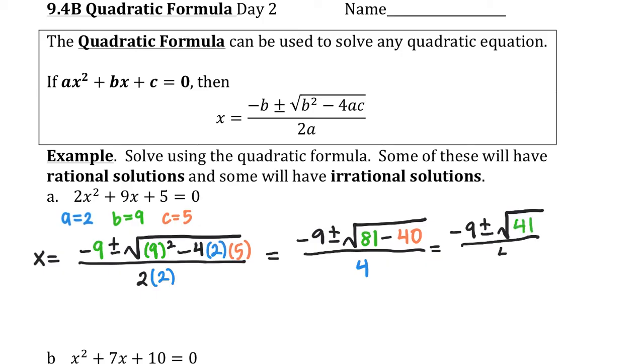Okay, now let me look at my answer. Square root of 41 is irrational. Does it simplify? No, it's only 41 times 1, so that's not helpful. So remember, these are my two answers. I have negative 9 plus the square root of 41 divided by 4, and then negative 9 minus the square root of 41 divided by 4. That answer is irrational. Let's do a couple where they have rational answers so you can see what that looks like and how we simplify it.